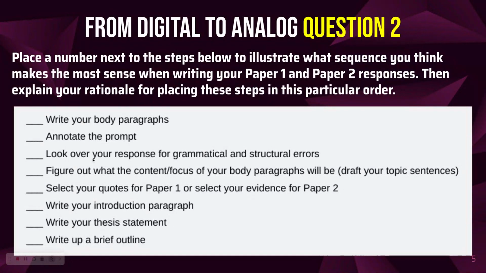Okay, the next question was putting these items in sequential order. What should you do first, second, third, etc., and then kind of explaining it. The correct order is what you see on the screen, right? The first thing you should do is annotate the prompt, figure out what each of the prompts are asking, and then select the one that you want to work with. Then you would want to select your quotes for paper 1, or select what evidence you want to be using or scenes, etc., for the paper 2 prompts.